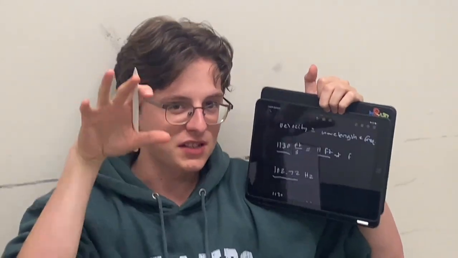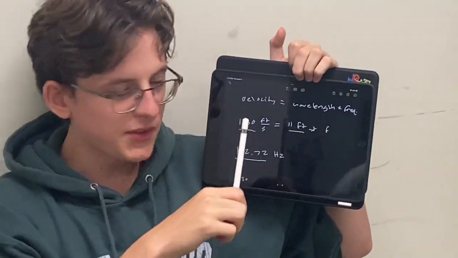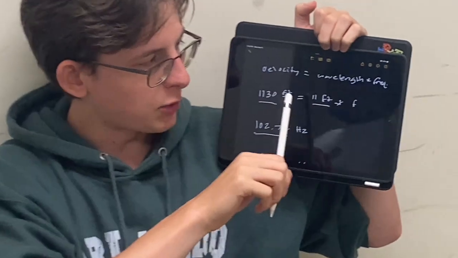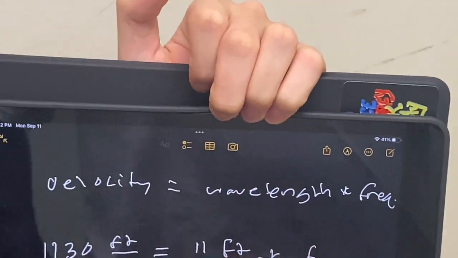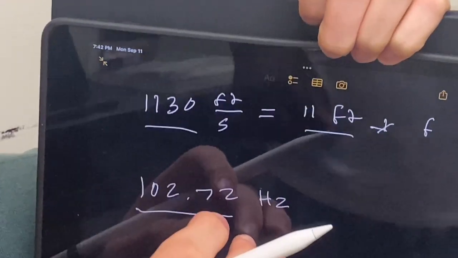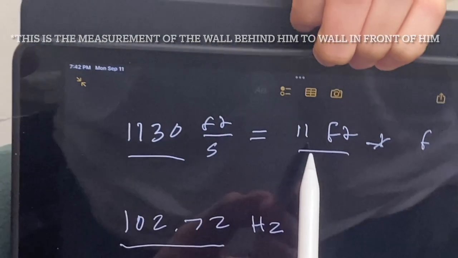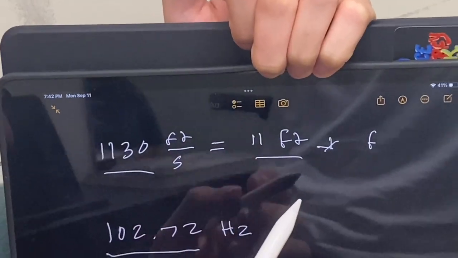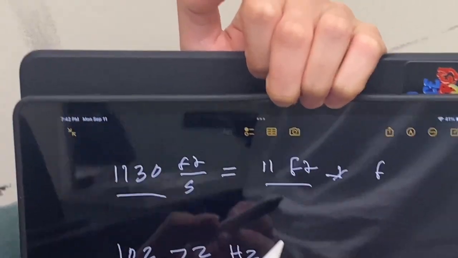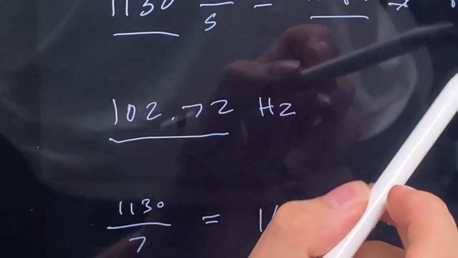In order to calculate the standing wave, we need to use an extra special formula. And this formula is velocity equals wavelength times frequency. So, with my trusty iPad, I measured the length of the room, and it came out to 11 feet, almost exactly. If we plug in our knowns, we get 11 feet for the wavelength, 1,130 feet per second for the velocity, and we need to find the frequency.